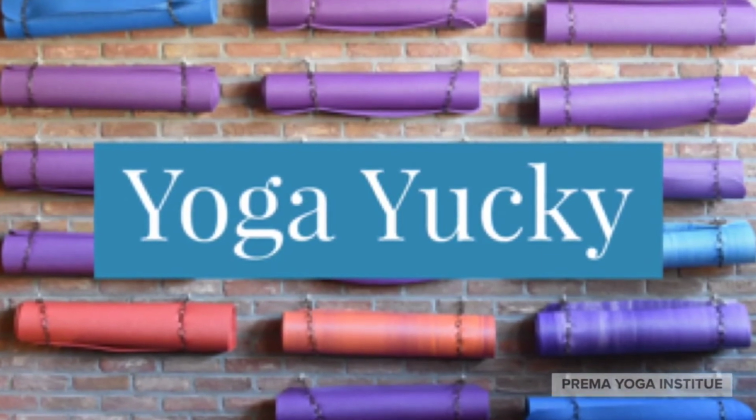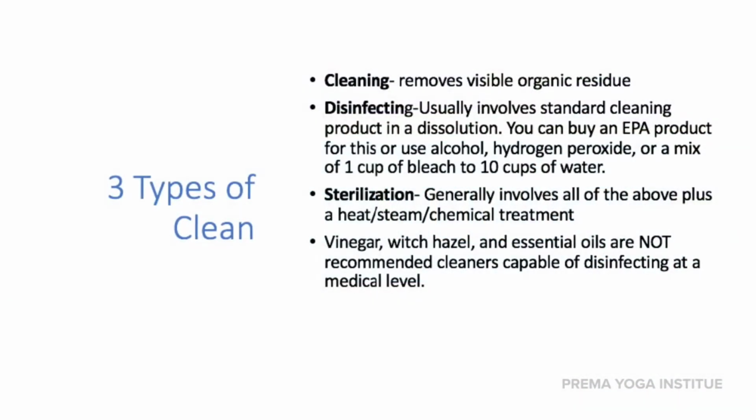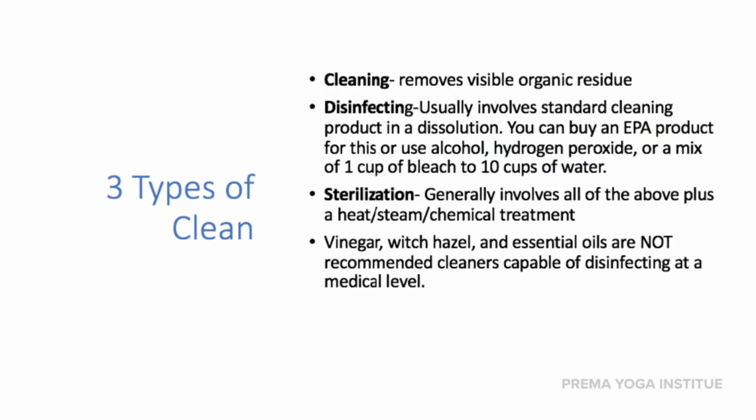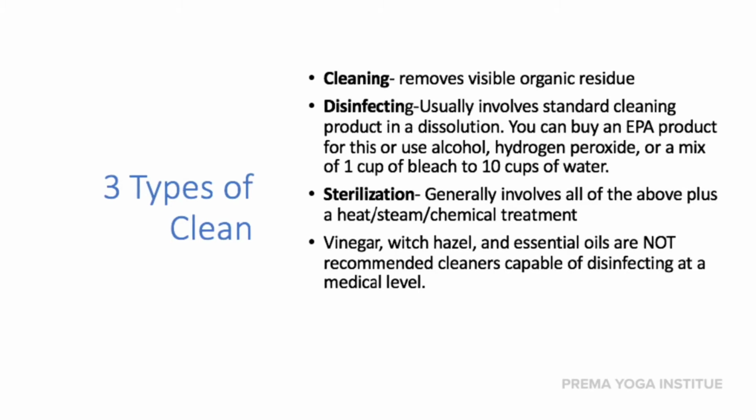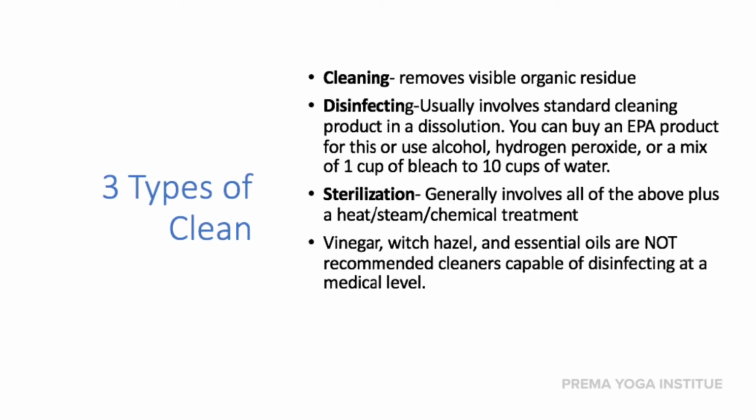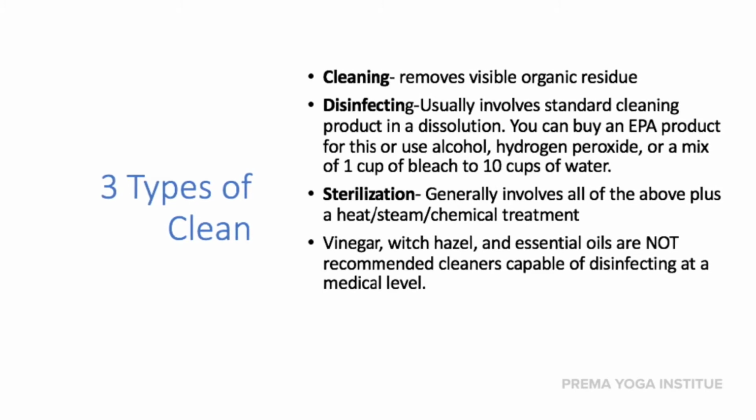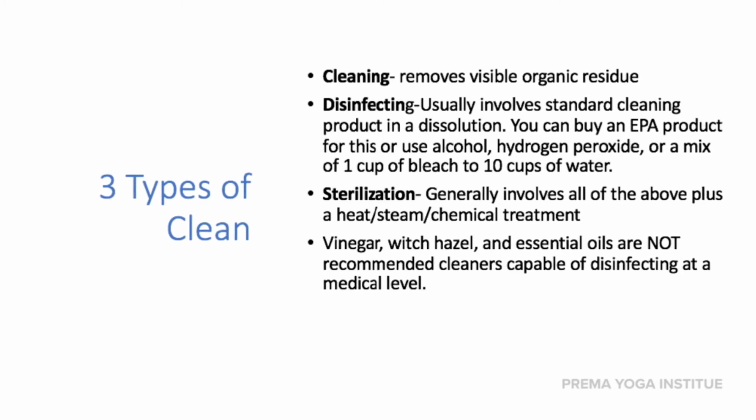Now let's talk about cleaning. There are 3 types of clean you need to be aware of. Regular cleaning removes visible organic residue. Disinfecting usually involves a standard cleaning product in a dissolution. You can buy an EPA product for this, or you can use alcohol, hydrogen peroxide, or a mix of 1 cup of bleach to 10 cups of water. Sterilization generally involves all of the above plus heat or chemical treatments.